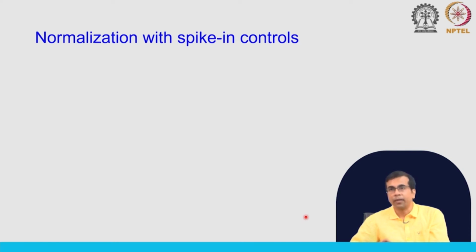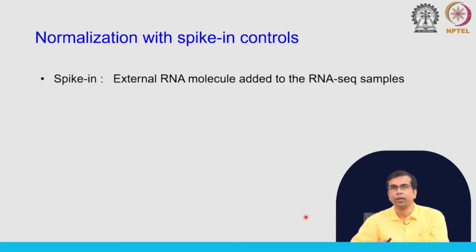Okay, so we will talk about the next normalization, and this is quite different from what we have discussed so far. This normalization method uses something called spike-in controls. So what are these spike-in controls? A spike-in is an external RNA molecule that's added to RNA-seq samples.